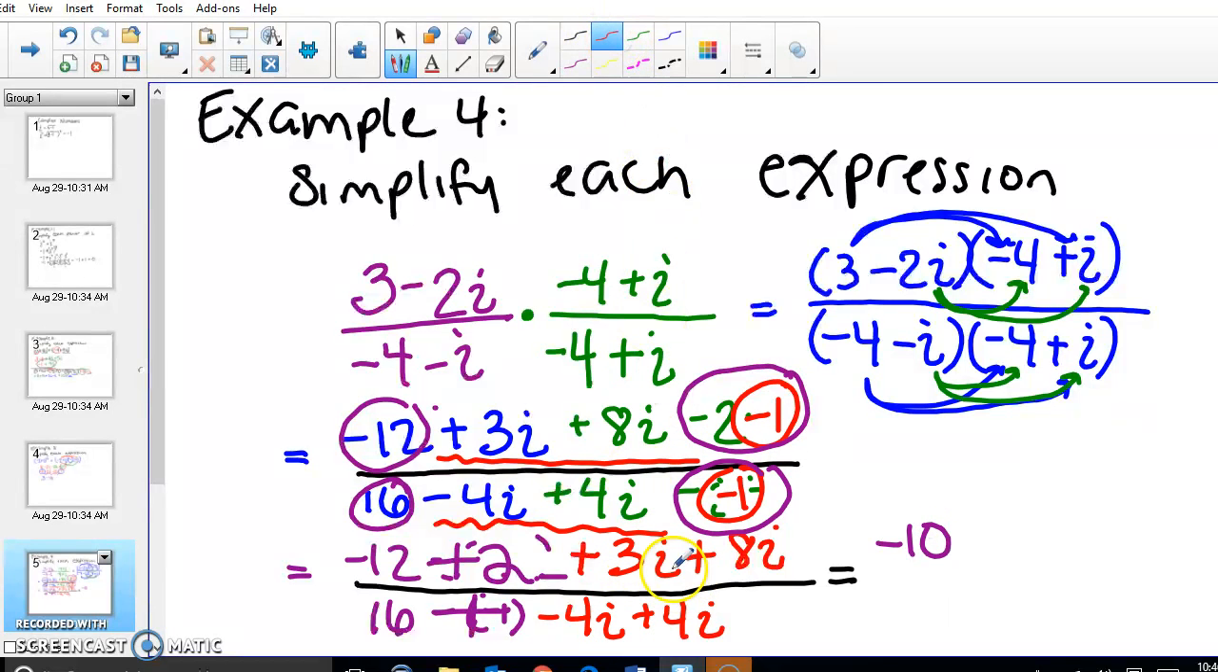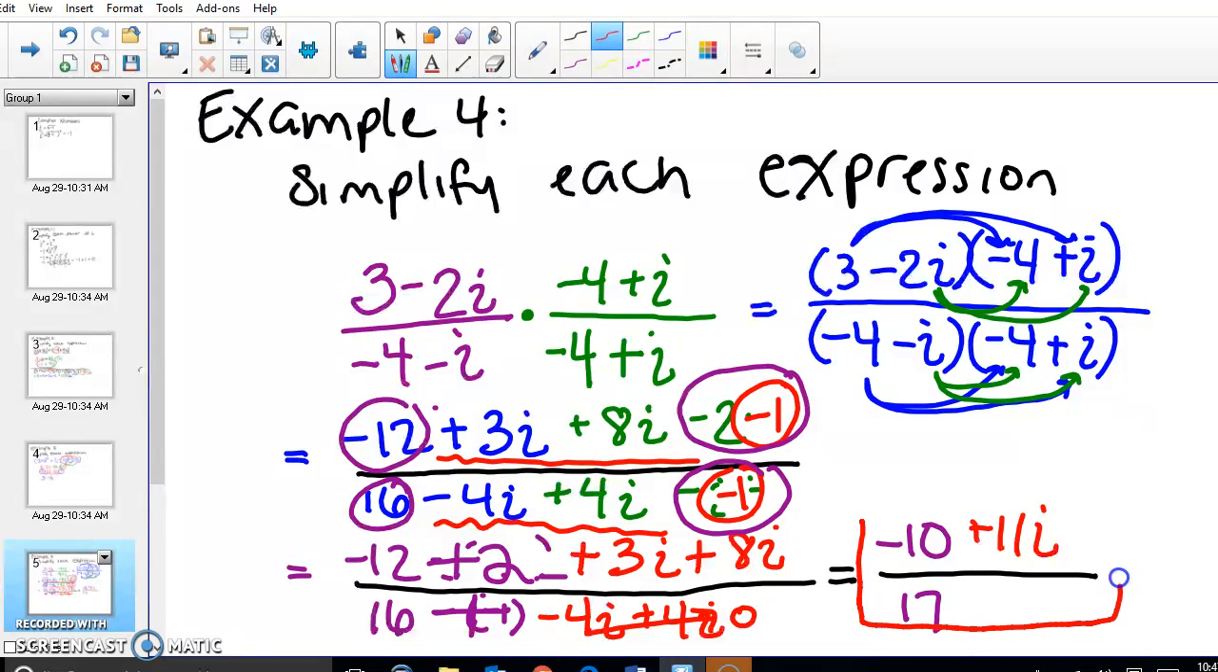Combining my imaginary numbers, I have 3i plus 8i, which is 11i. 16 plus 1 is 17. And then negative 4i plus 4i, that cancels out to 0. And so this is our final expression.